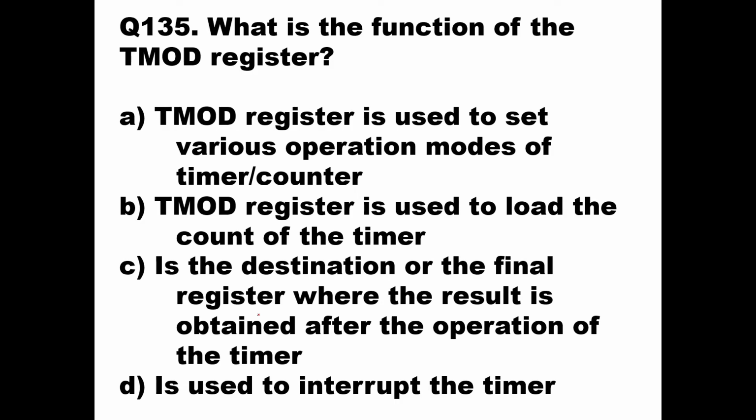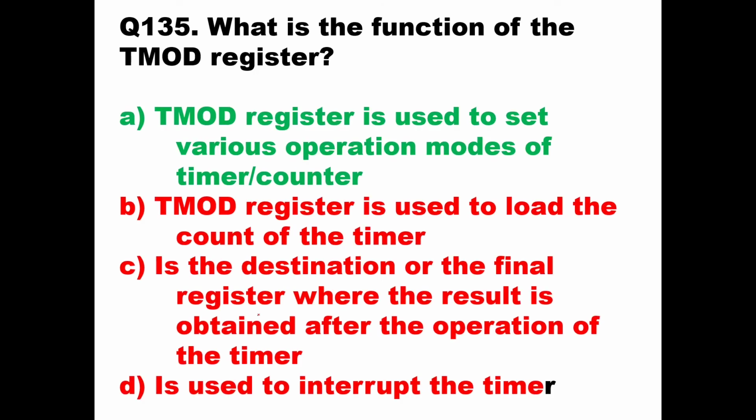Out of these, the first one is correct, where TMOD gives the mode of the timer, and it can also decide whether it has to work as a timer or a counter. So the TMOD register is used to set various operation modes like mode 0, mode 1, mode 2 of the timer, and it can also decide whether it has to work as a counter or not. So option A will be the correct option here. Then we'll go to the next question.